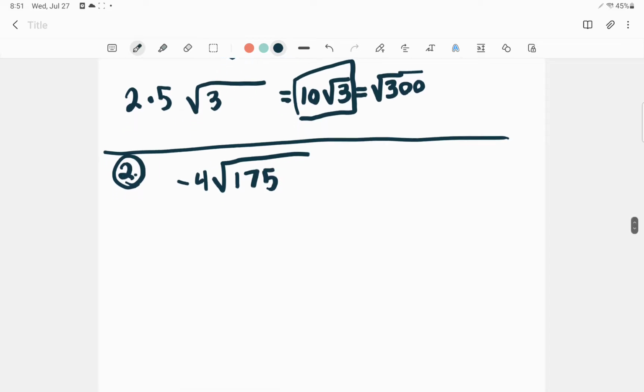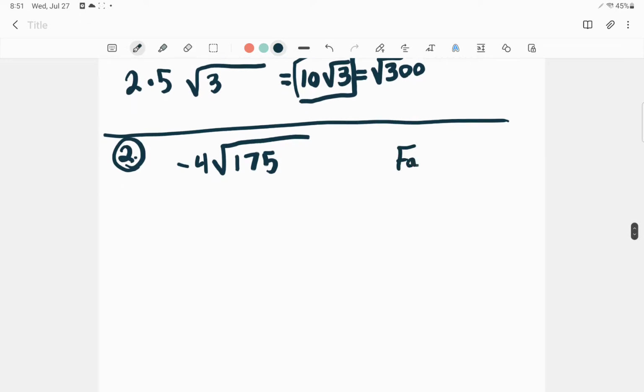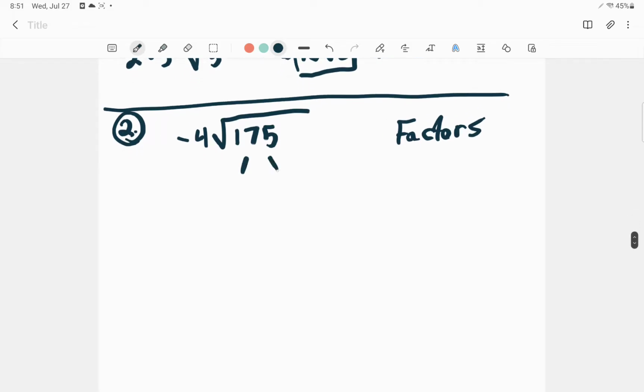So first things first, what do we do first? Factors. What are my factors of 175? So I'm already going to start. I know it's going to be 3 and what? No, it's not going to be 3.